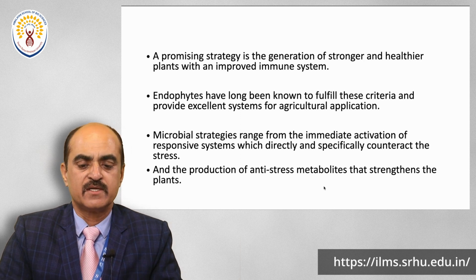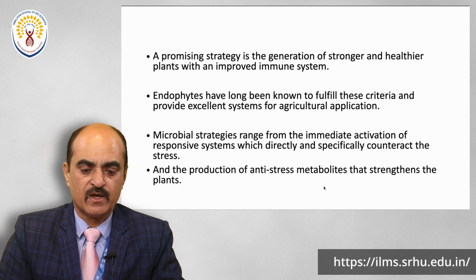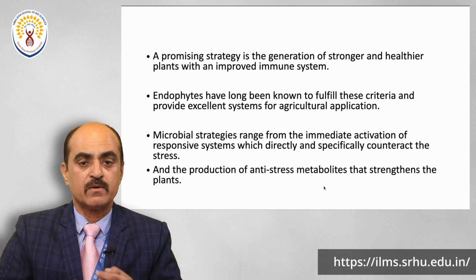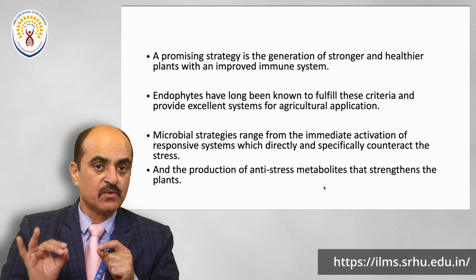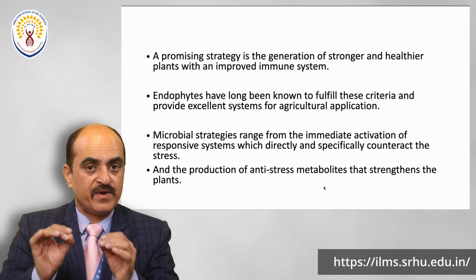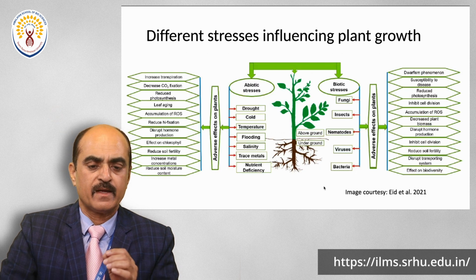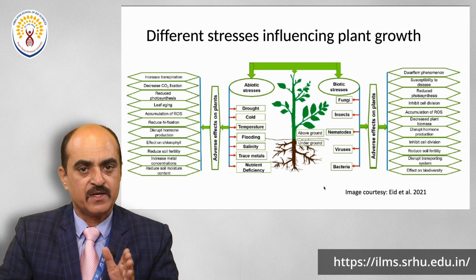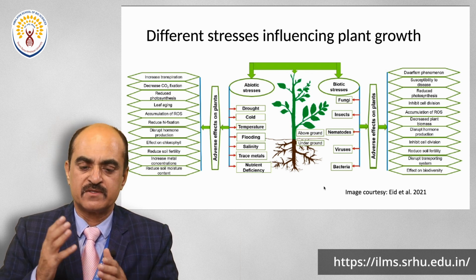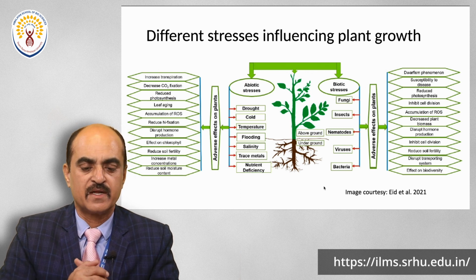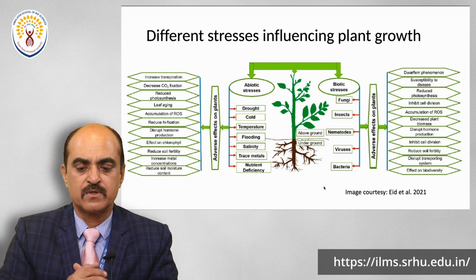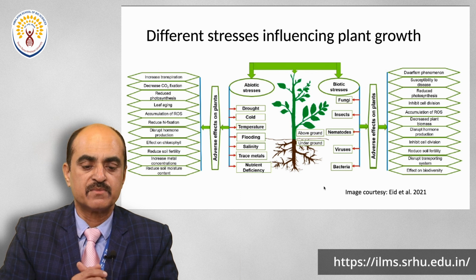So the microbial strategies range from immediate activation of responsive systems, which directly and specifically counteract the stress, to the production of anti-stress metabolites that strengthen the plant. The anti-stress metabolites are produced by the associated endophytic bacteria of the host plant. Now this picture shows the different stresses which influence the plant growth. This could be abiotic stress, it could be biotic stress. The abiotic stresses, as we discussed before, are drought, cold, temperature, flooding, salinity, trace element and nutrient deficiency. Biotic we will discuss in the next lecture. That could be by microorganisms or some other living organisms.